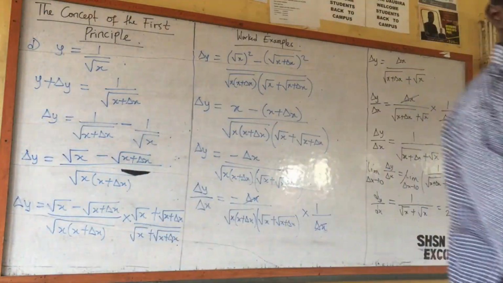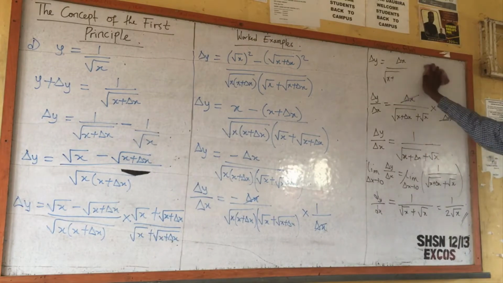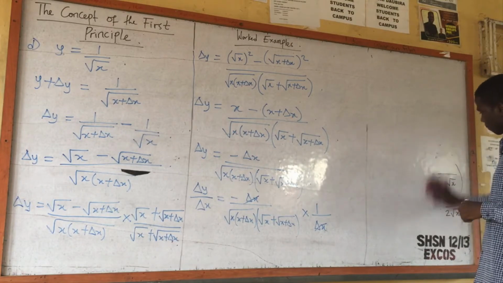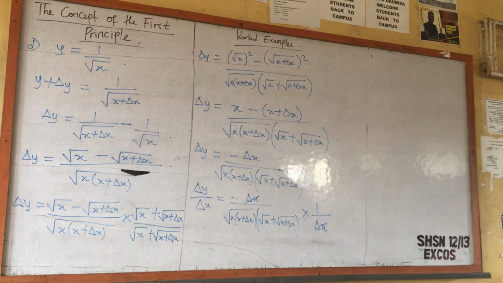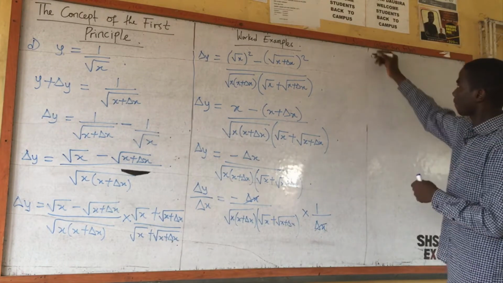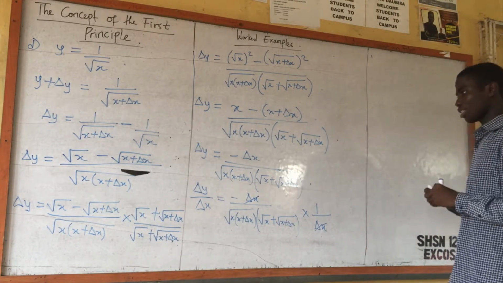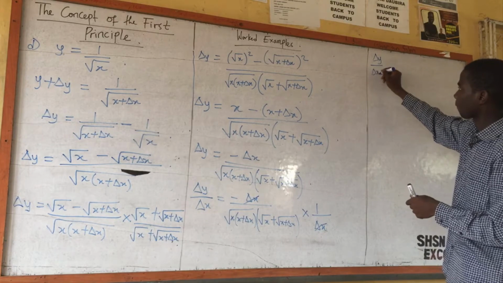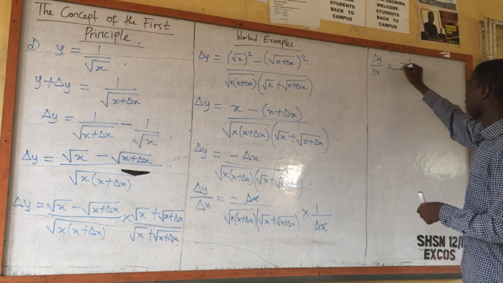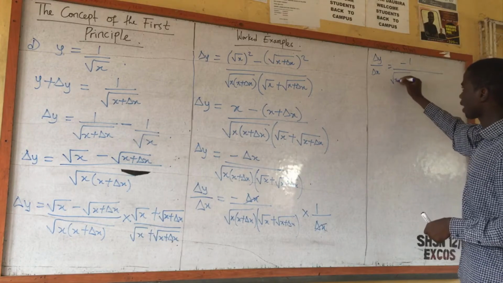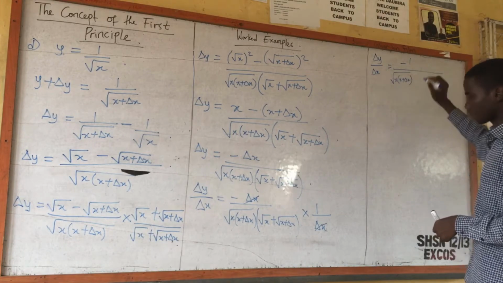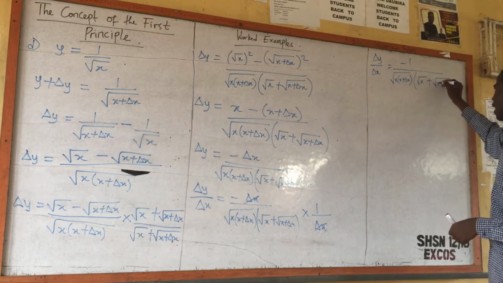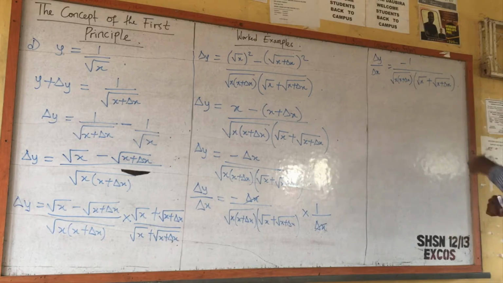So at the end of the day, I will have delta y over delta s to be equal to minus 1 over square root of s, open bracket, s plus delta s, then another bracket, square root of s plus square root of s plus delta s. That's what we are going to obtain.